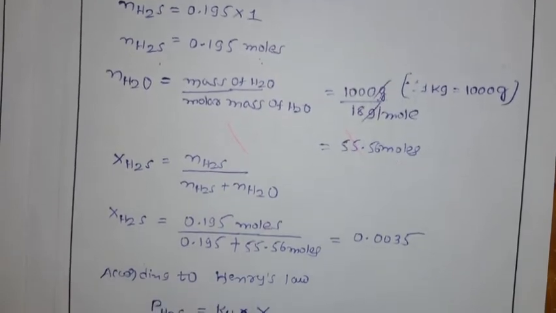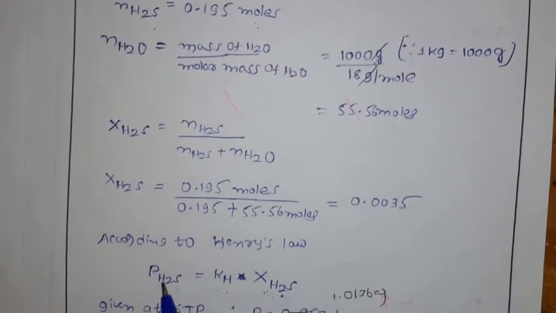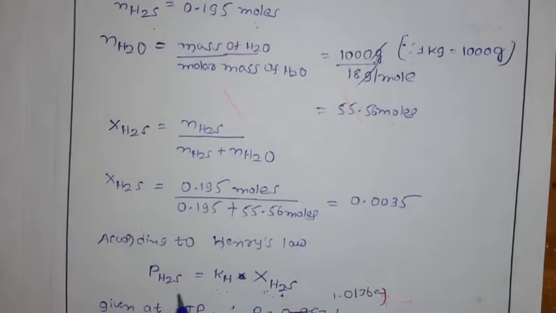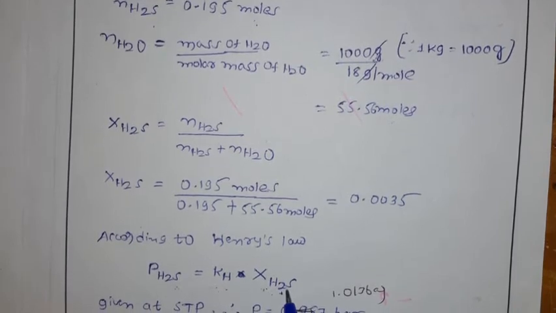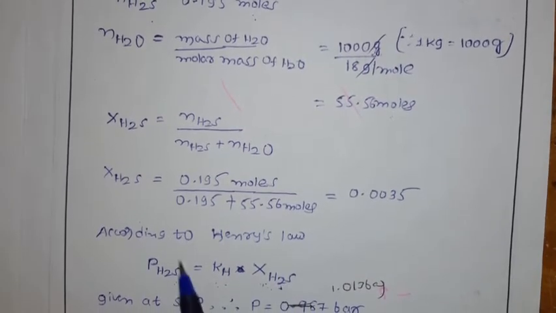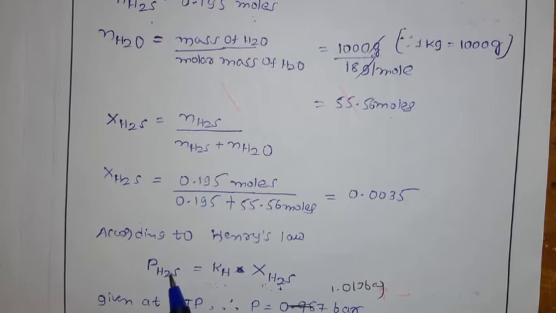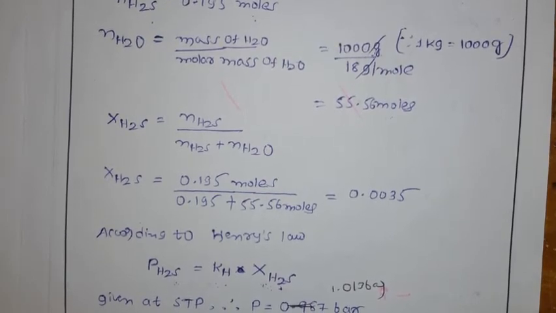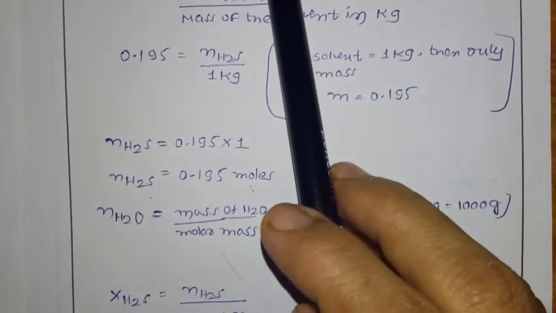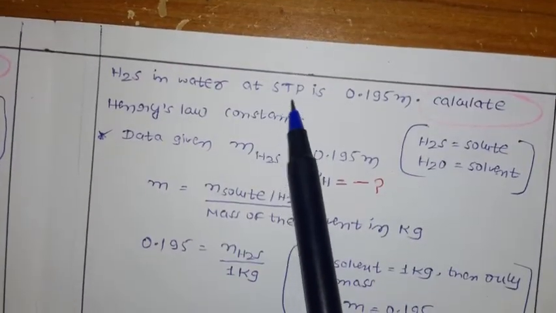Okay, fine. Now apply Henry's law. According to Henry's law, the partial pressure of hydrogen sulfide equals Henry's constant into the mole fraction of hydrogen sulfide. Now, do we have the partial pressure? No. But what is given? In the data they told STP is given. STP means standard temperature and pressure. You have to remember that.